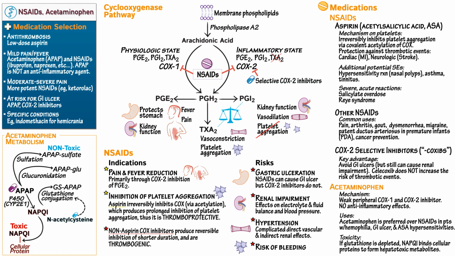Consider that patients with any of the following will have an increased risk of acetaminophen toxicity: a reduced capacity for glucuronidation or sulfation, glutathione deficiency such as from liver failure or malnutrition, or CYP2E1 induction such as from use of isoniazid or chronic ethanol use. This concludes our diagram.